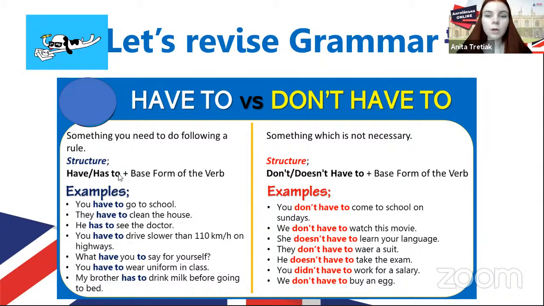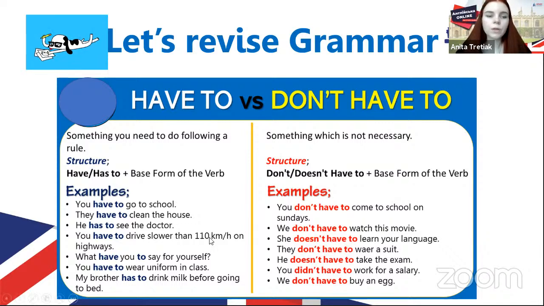So try to remember. But on the other hand, we've got has to, and let's say what pronouns and words we use with this form. These are the words he, she, and it, and also the singular nouns. For example, she has to, he has to, Kate has to, because this is one person. Then my friend, one person, has to, and so on and so forth. So one more time, have to, I, we, you, they, and plural, has to, he, she, it, and singular.